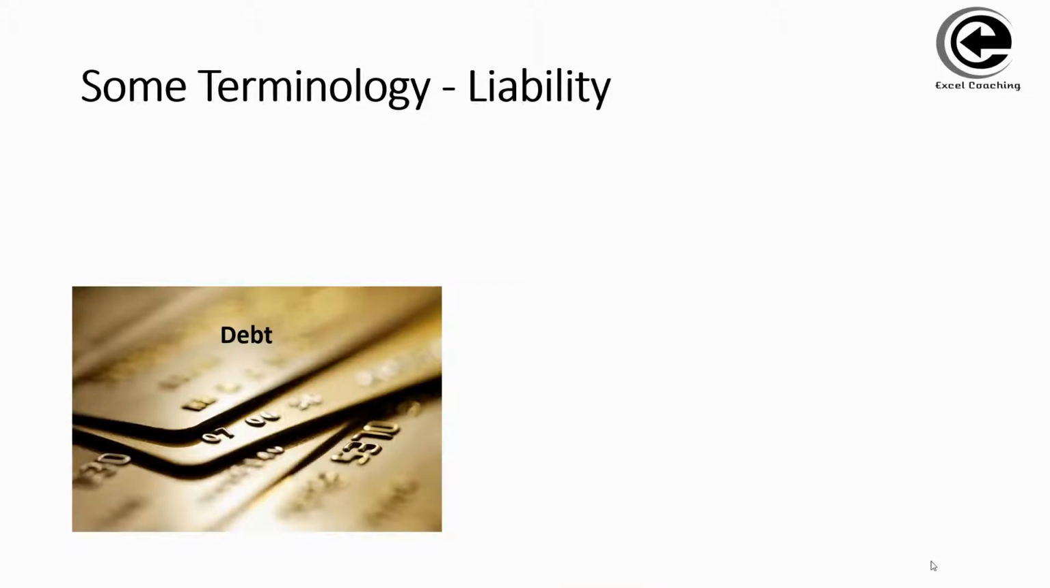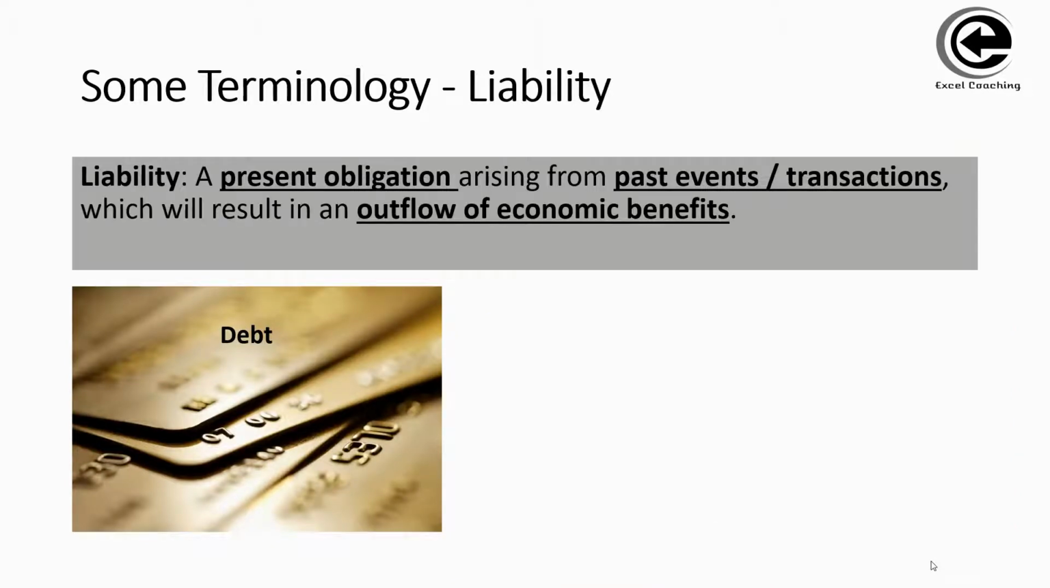Liability. What is a liability? A liability is defined as a present obligation arising from past events which will result in an outflow of economic benefits. The three important elements here are reduction in economic benefits, a present obligation, and as a result of past transaction. Think of a financial debt.